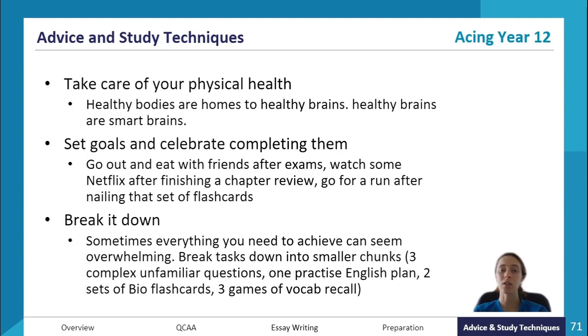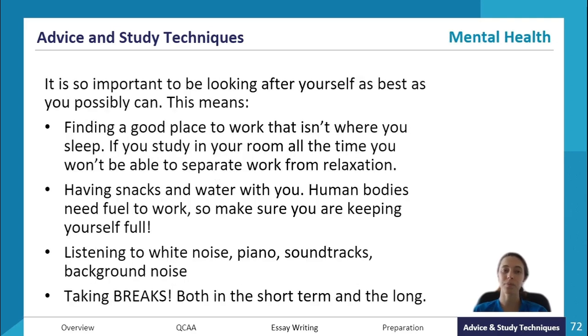Keeping things in diaries and calendars to organize your thoughts and make it so when you go to bed at night, you don't have lots of things going through your mind that you can't get out. So, also just thinking about mental health, finding a good place to work and having hydration and food and having breaks, all those things are really important when it comes to studying and having that balance in life. So keep that in mind as well as you work towards your external exams.